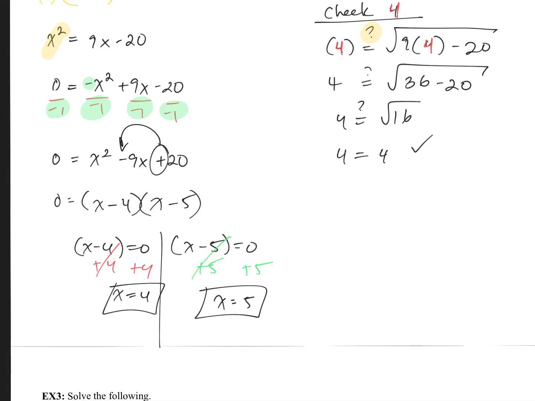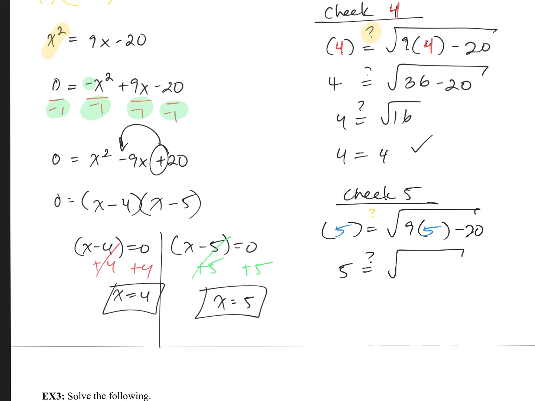Let's check 5. So we're going to go ahead and check 5. We're going to plug in 5 into our original equation, and see if it makes sense. So plugging in 5. Handwriting's getting a little too messy. Question mark, is that so? So we have 5. Is that equal to the square root of, that should be 45 minus 20? Well, 45 minus 20 is 25, and the square root of 25 is 5. So 5 is equal to 5. So both of these do check out. Awesome.